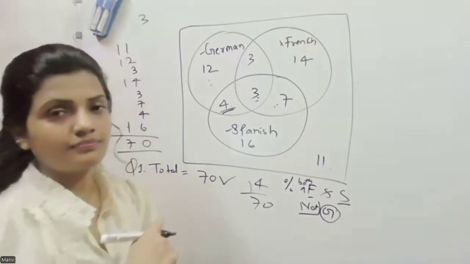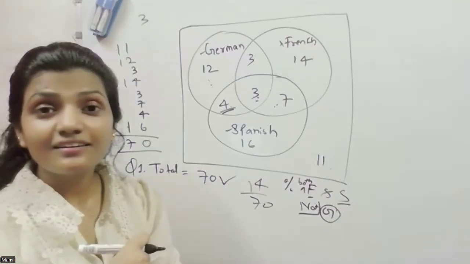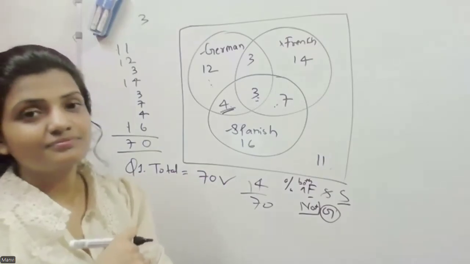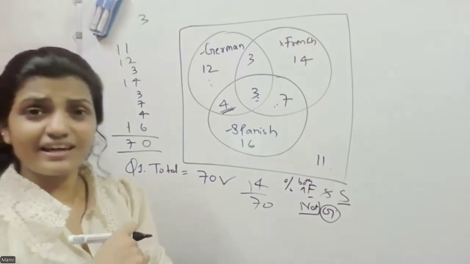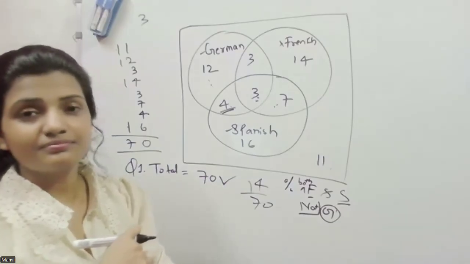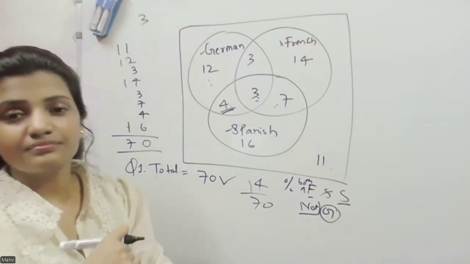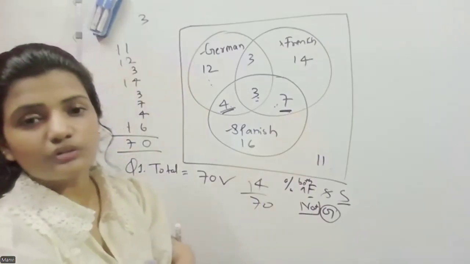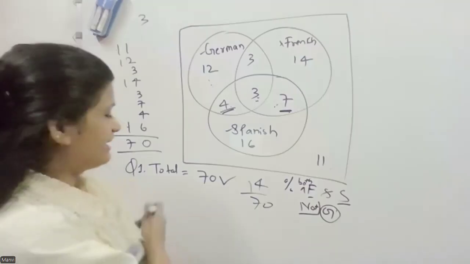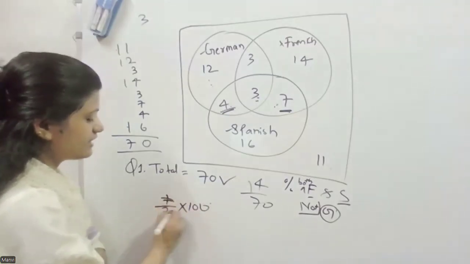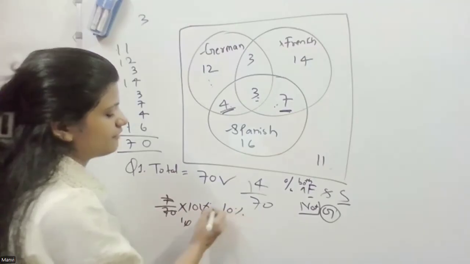10 percent. How did you calculate this? I said 3 and 7. So 3 French and Spanish, and 7 also. This is 7, and the total will be 70. And you need to times this with 100, right? That's how we are getting 10%. Very good, Kavya.